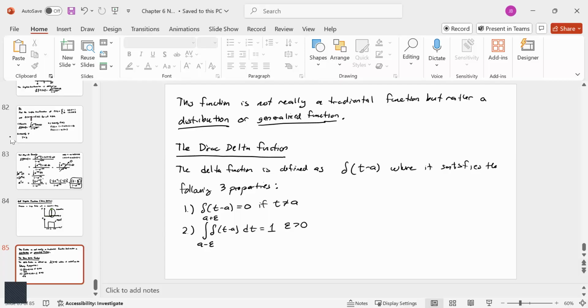And then number 3 is in similar fashion. If you take the integral from a minus epsilon to a plus epsilon of f of t times delta t minus a dt, then, well, we know what the delta function is, it's 1. So then this is f of a, right? Now there's some convolution aspect to this, but you don't need to worry about that.